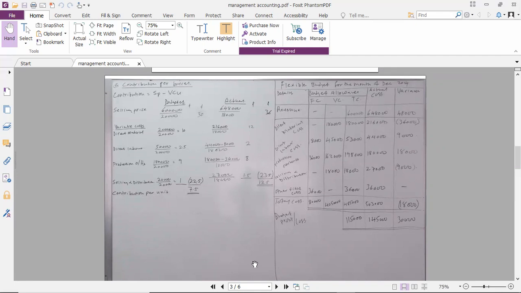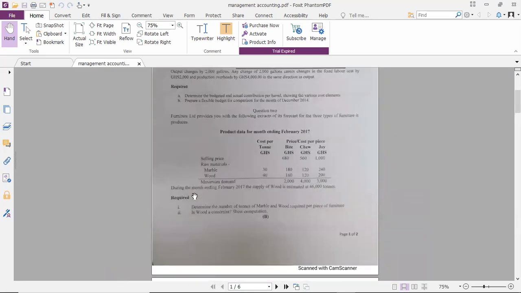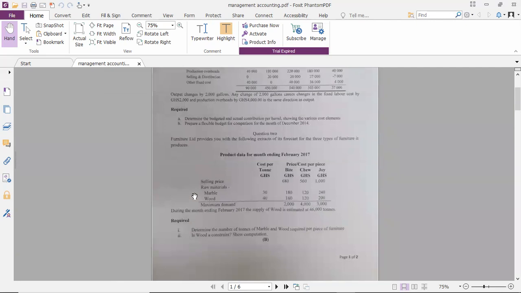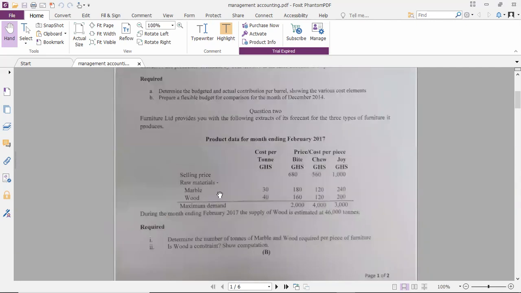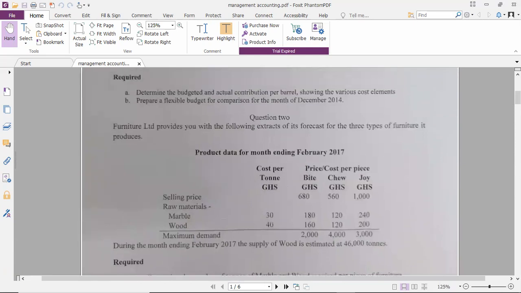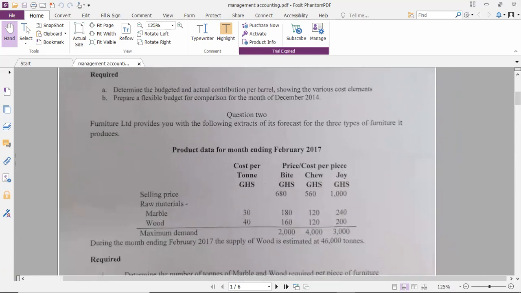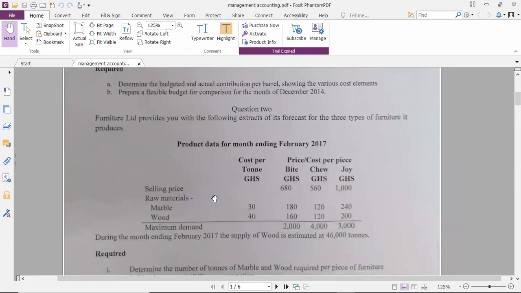We'll not waste much time, we'll just proceed quickly to look at question 2, or illustration 2. Now, illustration 2 reads, Furniture Limited provides you with the following extracts for its forecast for the 3 types of furniture it produces. So they produce Bite, Chew, and Joy.